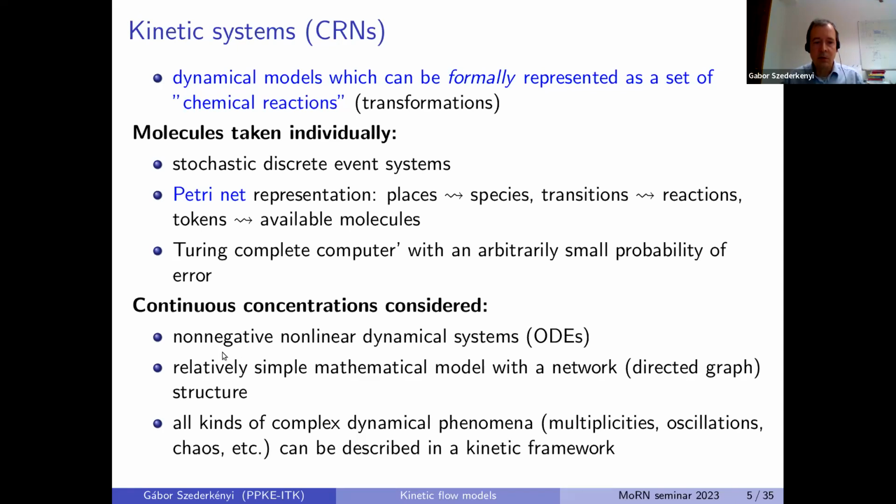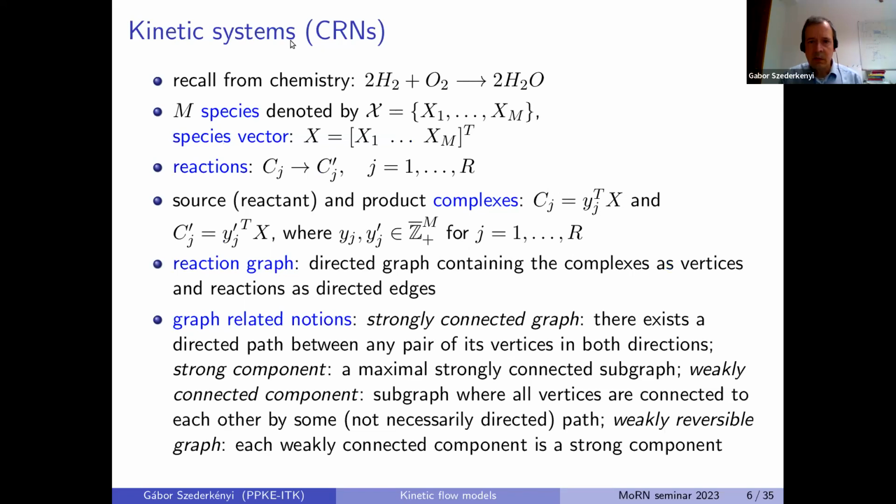And we also know that many kinds of complex dynamical phenomena can be captured by kinetic models. So by CRNs or kinetic systems, I mean all dynamical models that can be formally represented as a set of transformations or chemical reactions. Okay, since this is the first lecture, let us just fix the notations.